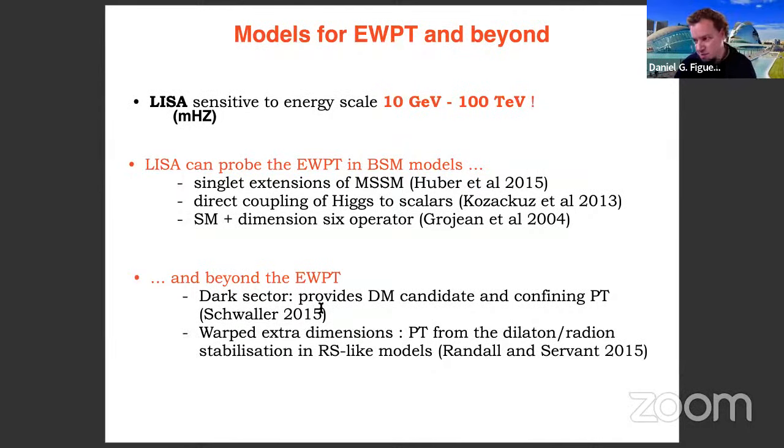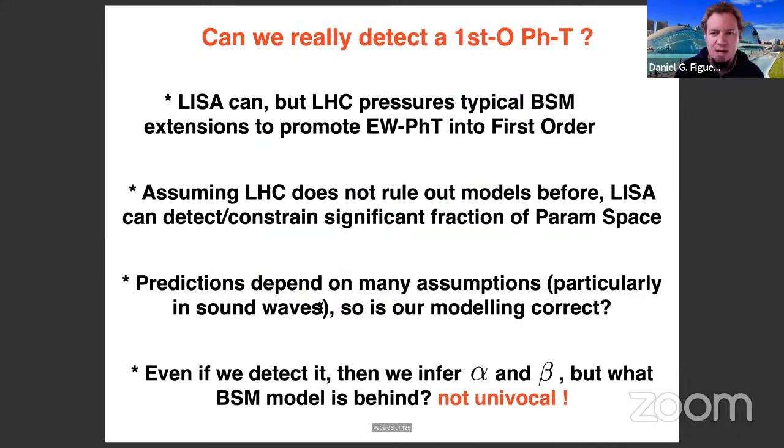And the plethora of experiments that are expected for the next 10 to 20 years is immense, and it's getting better every day. There are proposals almost every month. So can we really detect a first order phase transition from the thermal era? Well, LISA, which is perhaps the most solid experiment on the table to do this, can potentially, but of course the LHC is going to put pressure on some of the BSM scenarios that give rise to a signal. So by the time LISA flies, maybe only a subset of these scenarios will be allowed.